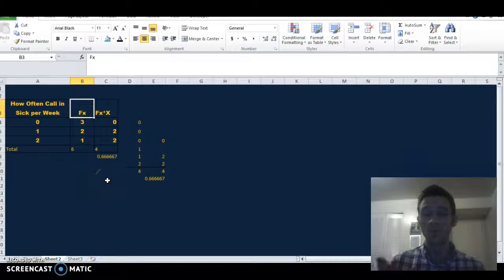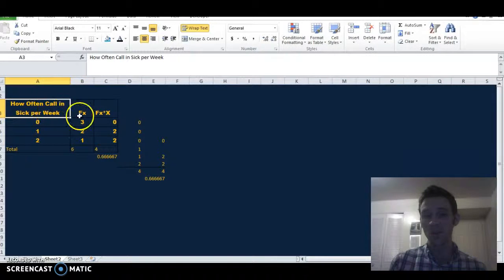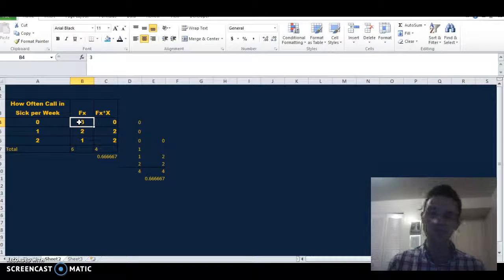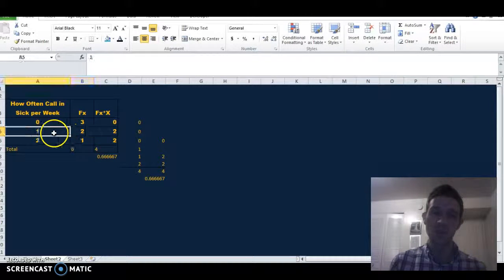So remember, first focus on the count. So we find the counts. F of x is our count column. It's the frequency of x. Here they're calling the variable x. You could call it y. And the book loves to use y a lot, so you'll see that. But it doesn't matter if it's x or y. So we have f of x, frequency of x. We have 3 people that said they call in 0 times, 2 call in once per week, and 1 that calls in twice per week.